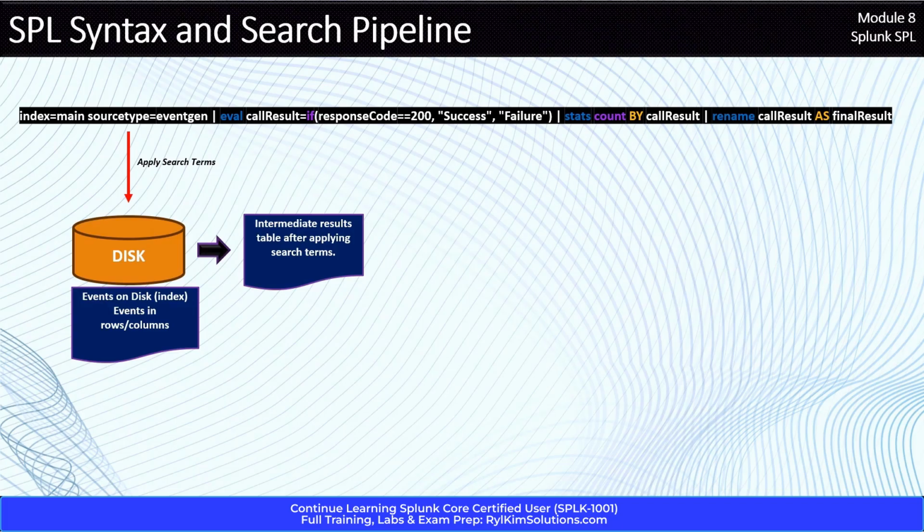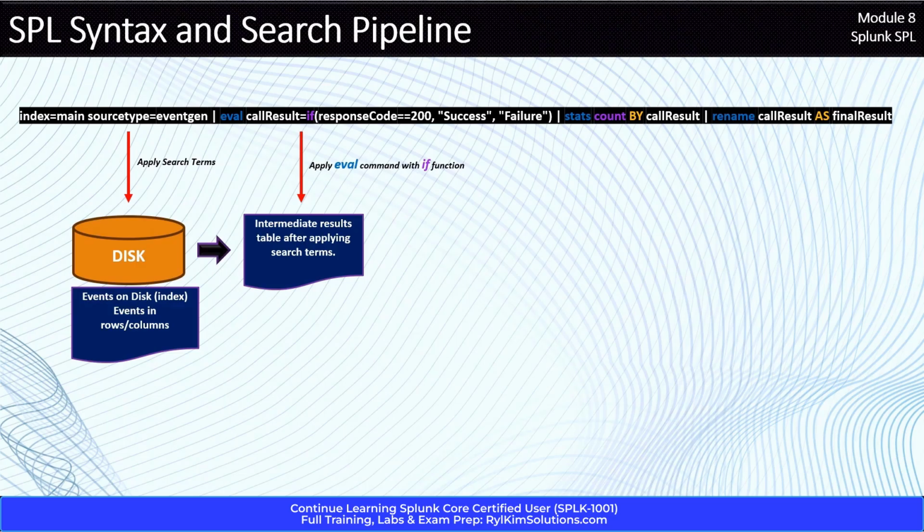Now, we said that when you get to this point, you can start applying commands to do different things on the data. So the first command that you apply here is what we call the eval command. This is a command that you can use to evaluate new fields in Splunk. Before applying that command, you see that we have a pipe character. Then we put the command, and then we are calculating a new field called call result.